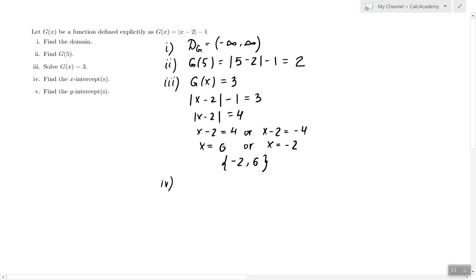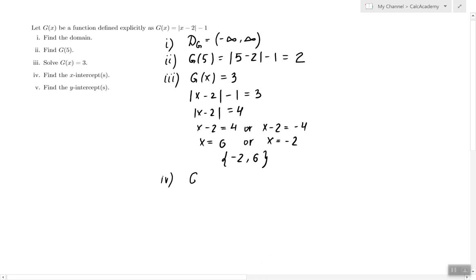Now once we learn how to work with inputs and outputs, now we can look for the x-intercepts. So what does it mean to find the x-intercepts? That means to solve this equation. So if I want to find the x-intercepts, I have to set up the equation similar to the one in part 3. This time we set it equal to 0.